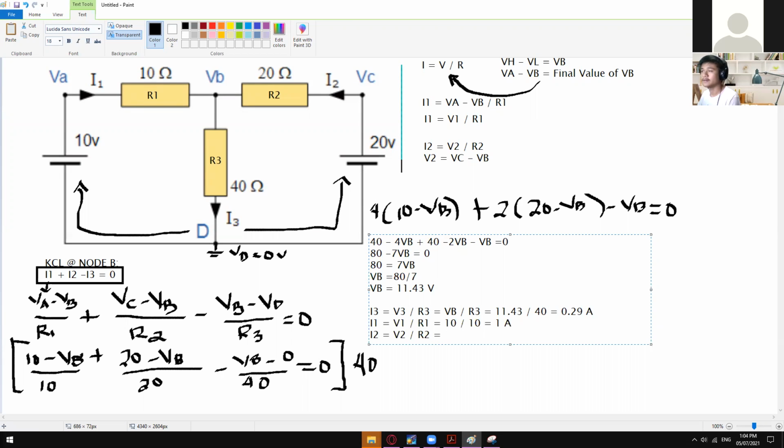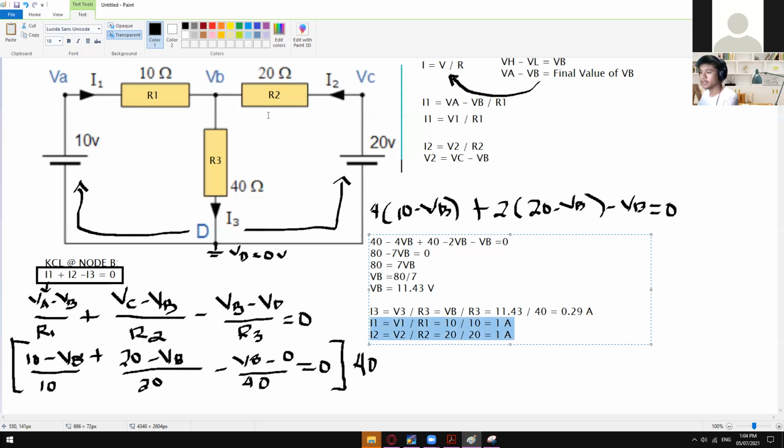Wherein V2 is equal to, wait, wait a second. V1 is 10 and then R1 is 10. Yeah, that's correct. V2 is equal to VC, which is 20, divided by R2, which is 20, which is also equal to 1 ampere. Hmm. Seems that there is something wrong. 1 ampere, 1 ampere, and then the leaving should be equal to I3. So this one is incorrect.